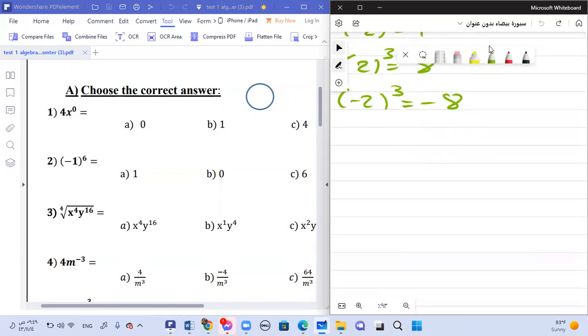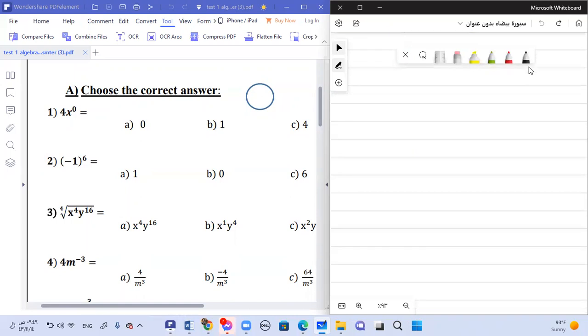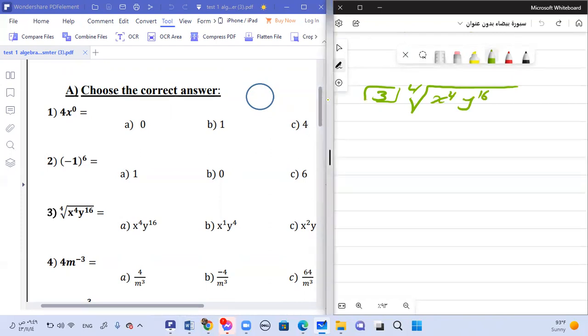Exercise number 3 is very important. Exercise number 3: root with the index 4 of x power of 4, y power of 16. When we divide, it becomes x power of 1, y power of 4. Excellent.